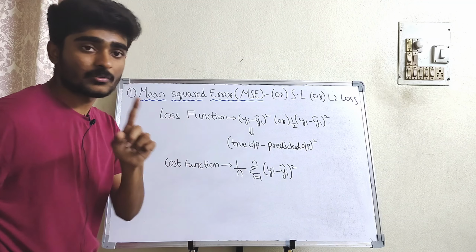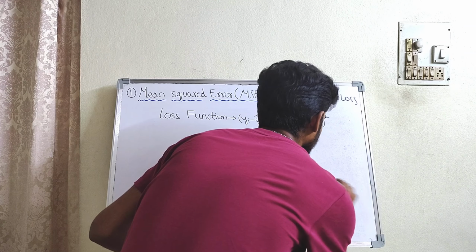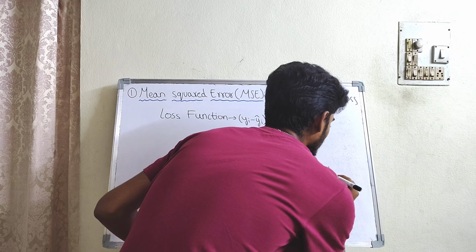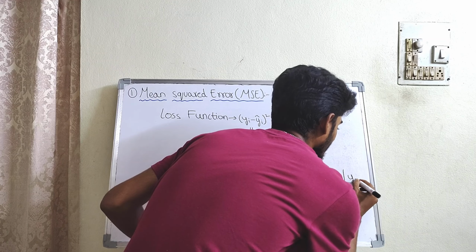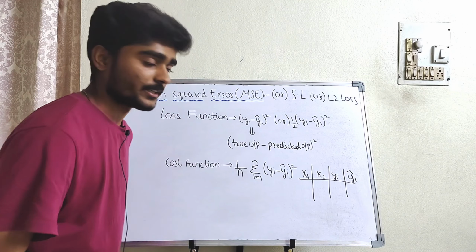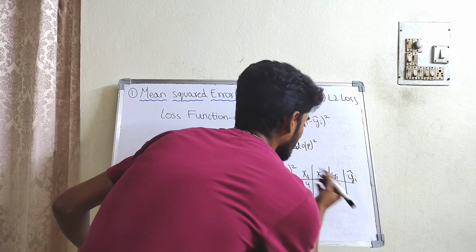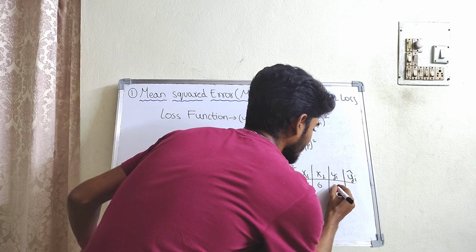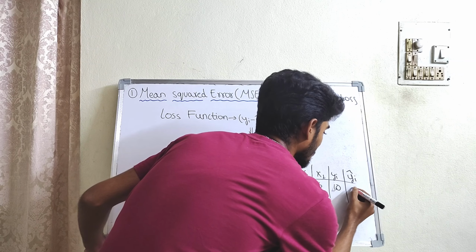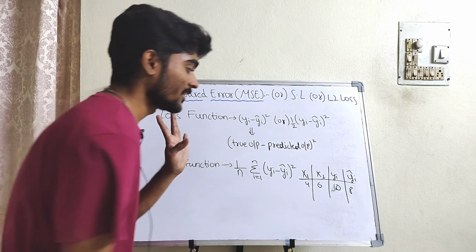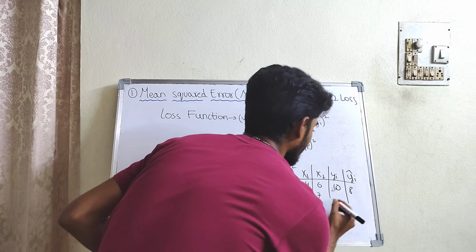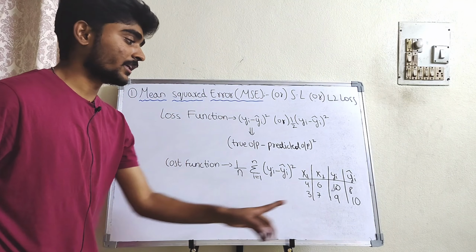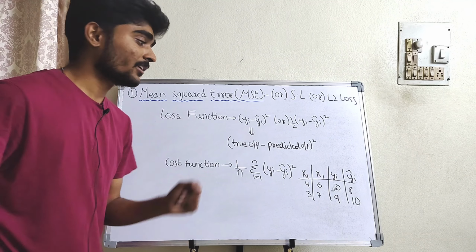Now let's understand this with an example. This is our example dataset: x1, x2, yi, and yi hat. yi is the true output and yi hat is the predicted output. For the first training example, the inputs are 4 and 6, the output is 10, and our predicted output is 8. For the second training example, the inputs are 3 and 7, the output is 9, and our predicted output is 10. This is the example dataset that we have taken.